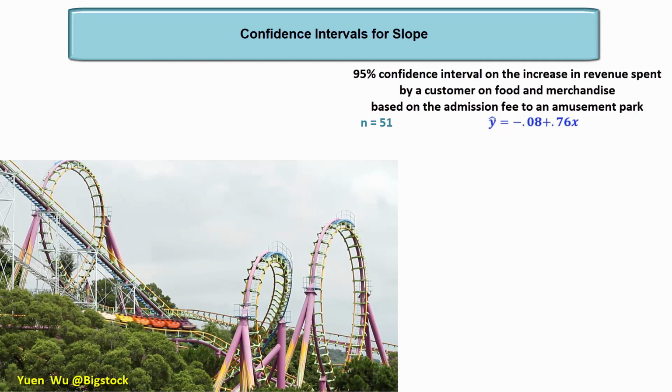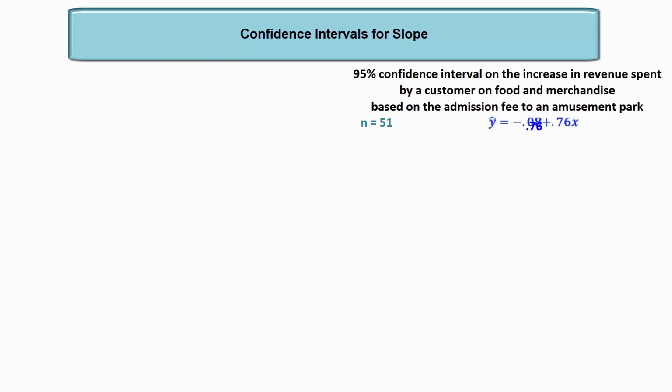The interpretation is that for each additional dollar increase in admission price, the predicted revenue from food and merchandise increases by 76 cents. The assumption is that a park's admission price is reasonable given the market, and therefore the more prestigious the park, the more money people are going to spend. But this 76 cents is a sample statistic estimate of beta, the true slope or predicted revenue increase per additional dollar admission. We want an interval estimate of what the true rate would equal.